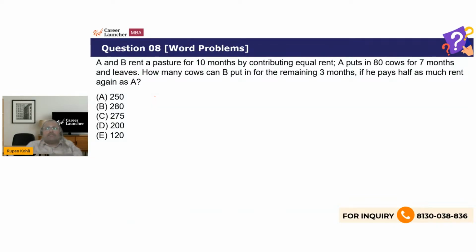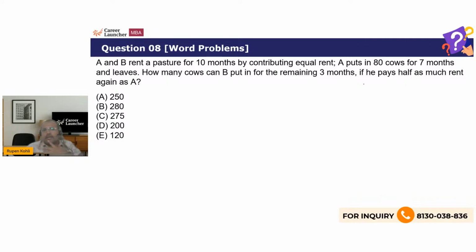A and B rent a pasture for 10 months by contributing equal rent. A puts in 80 cows for 7 months and leaves. अच्छा जी, क्यों भाई छोड़ के चले गए? How many cows can be put in for the remaining 3 months if he pays half as much rent again as A? क्वेश्चन को समझना ही इंपॉर्टेंट है यहाँ पर. एज सच मैथमेटिकली तो क्वेश्चन में कुछ चैलेंजिंग है नहीं, बट ये जो रेंट हो रहा है, पहले उसने बोला इक्वल रेंट, फिर उसने बोला ही पेज, ही यहाँ पर बी को रेफर कर रहा है, राइट?